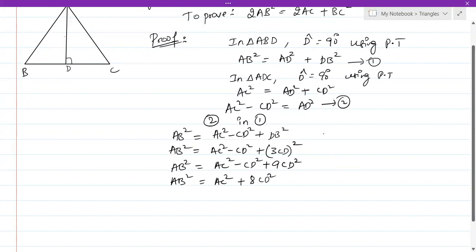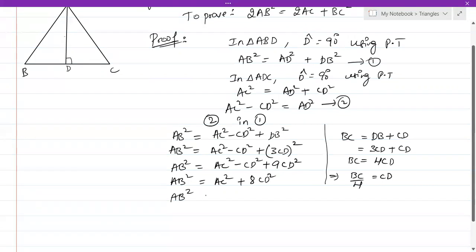Now we don't want CD, we want BC according to the question. So if you observe, BC can be written as DB plus CD from the figure. But DB can be written as 3CD. So 3CD plus CD. That implies BC can be written as 4 times CD, which implies BC by 4 gives us CD. So substituting this in the equation, AB square is equal to AC square plus 8. In place of CD, we can write it as BC by 4, the whole square.